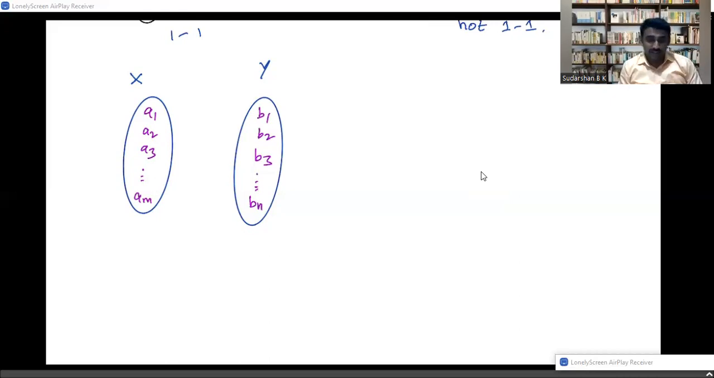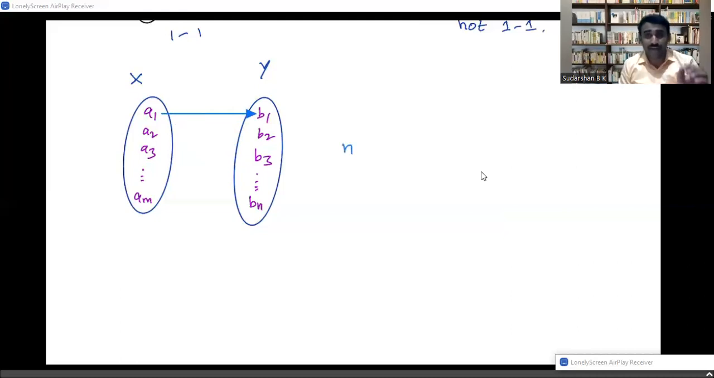So we can see the first element of set X is a distinct element, so it should have distinct images. Either it can have b1, or it can have b2, b3, up to bn. It should have only one output, but it can be mapped to any element of the set Y. So in how many ways can we map this element to the elements of set Y? There are n ways.